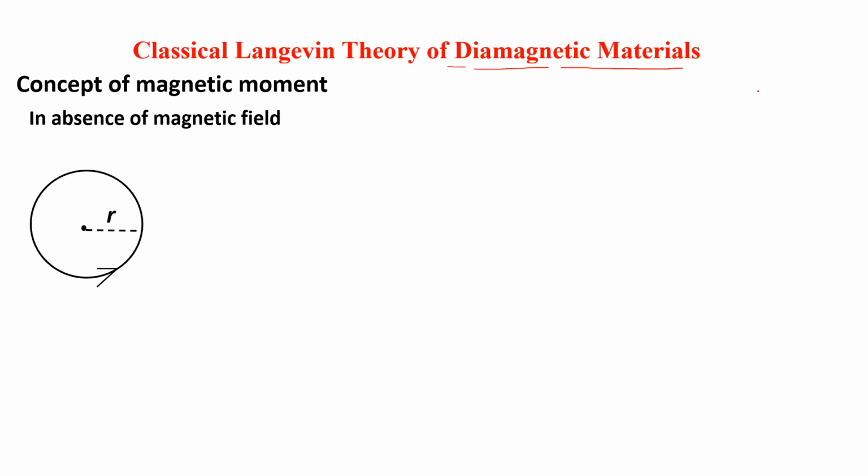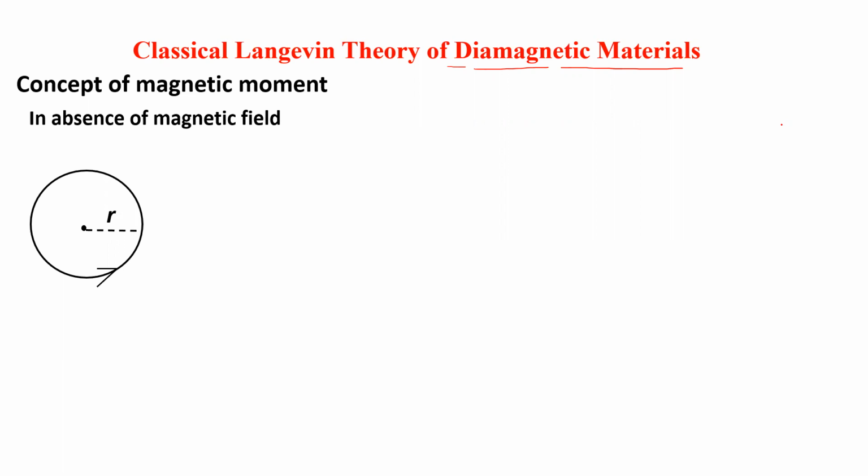Means what is the intensity of magnetization and how this magnetic induction is related to the intensity of magnetization and magnetizing field. What is the susceptibility? All these things we have discussed in my earlier lecture. Today we have to discuss this classical Langevin theory of the diamagnetic materials.